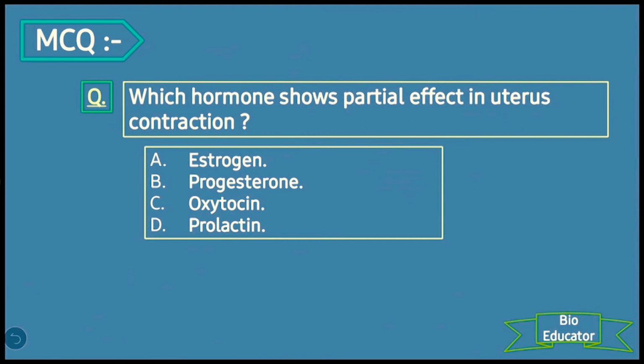Now it's time for MCQ. Question number 1. Which hormone shows partial effect in uterus contraction? We know that the estrogen hormone shows partial effect on the uterus contraction because at the end of the pregnancy, the estrogen levels are higher than the progesterone hormone.